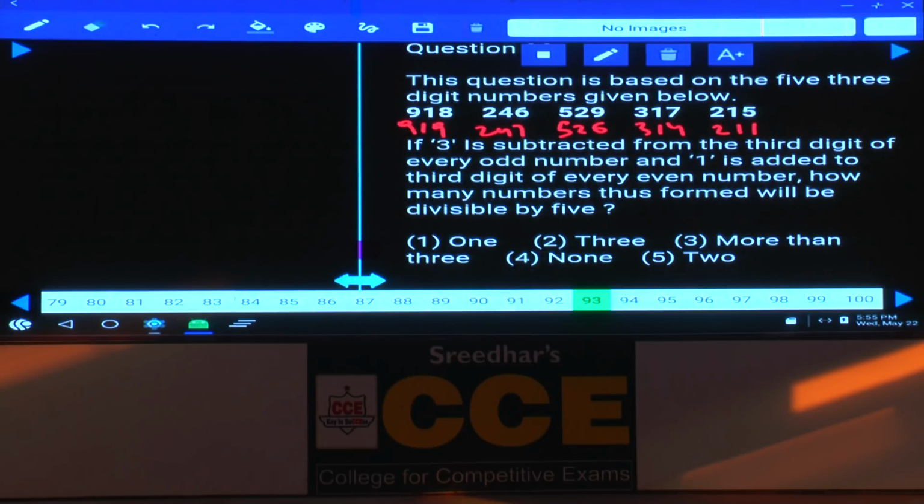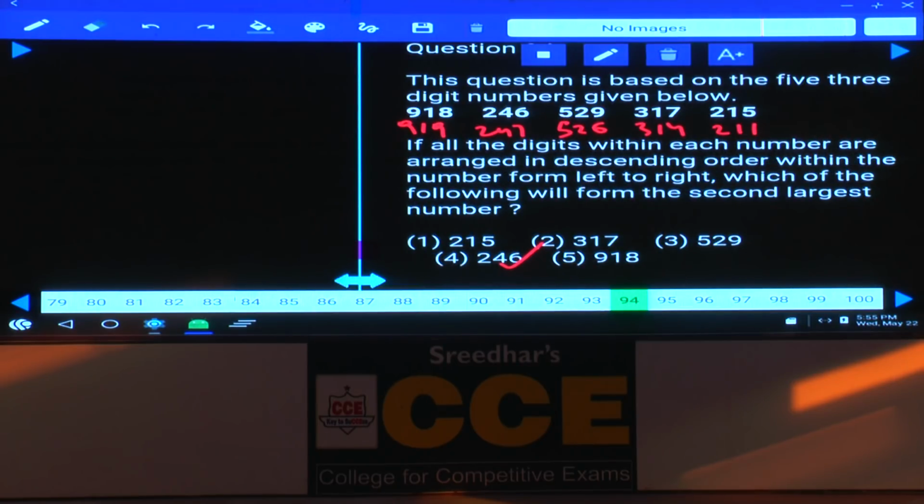A number divisible by 5 means the last digit must be what? The last digit must be 5. And so what is your answer? None of these, isn't it? Then 93, none.